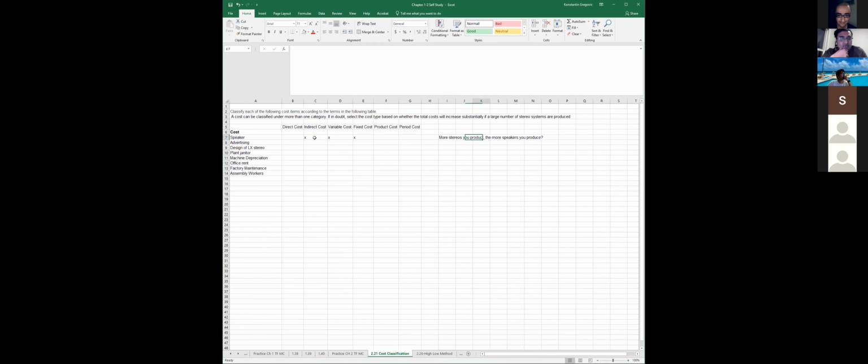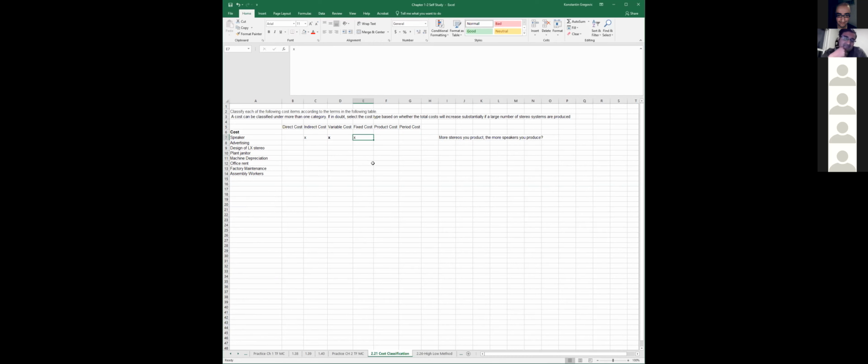Right. So that means your cost would go up. So isn't that a variable cost? How do you guys get a fixed cost for that? This is a variable cost. The more stereos you produce, the more speakers. That should be variable. Do you guys agree it's a variable cost now, or do you think it's a fixed cost? I was saying both, but yeah, variable cost.